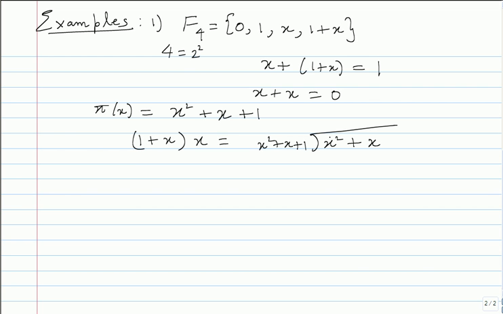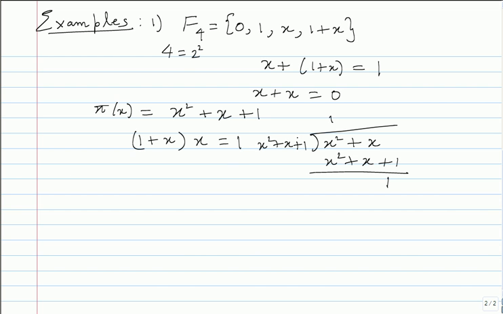If I do that division, what will I get here? What's the quotient? 1. Then that would be x squared plus x plus 1, and when you subtract, this becomes 1. So what's the remainder? 1. So 1 plus x times x is 1 in this field. Remember, this is only in this field.